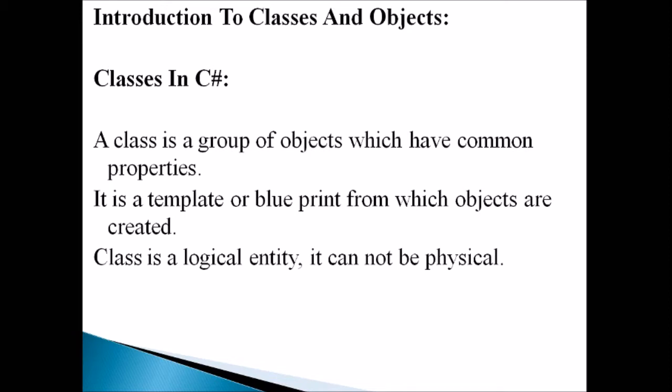A class is nothing but a collection of objects, isn't it? We have already studied classes and objects in different languages, right? So here the class is defined as a group of objects which have common properties. It may also be called a template or blueprint from which objects are created. So a class is a template or blueprint from which objects are created.